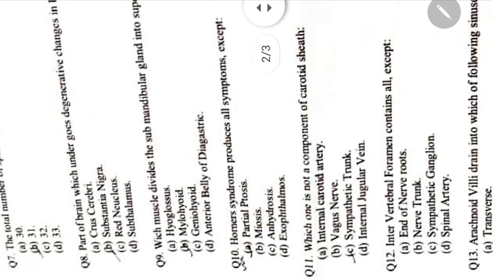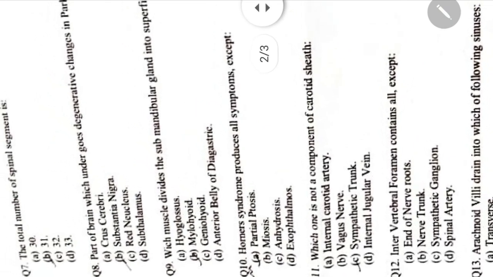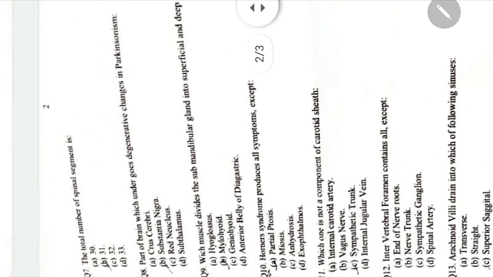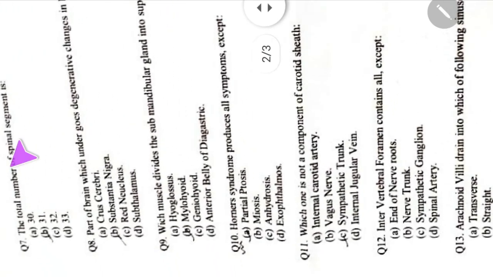Question number 8: part of brain which undergoes degenerative changes in Parkinsonism. It's a very, very common thing. It's because of the degeneration of the dopaminergic neurons in the substantia nigra, right? So degeneration happens here in the substantia nigra of the midbrain.